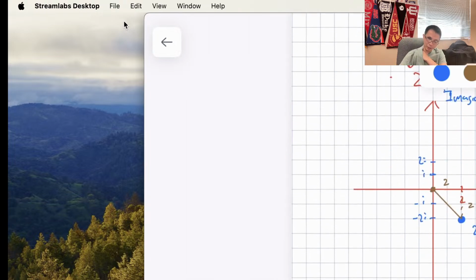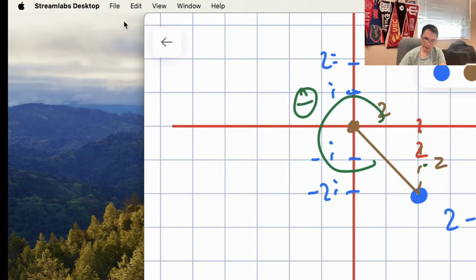The theta is to find out what this angle is. Actually, the theta should be the other way. The theta should be from here to here. This is theta, which is based on the y and x values of this triangle. This is -2, right?